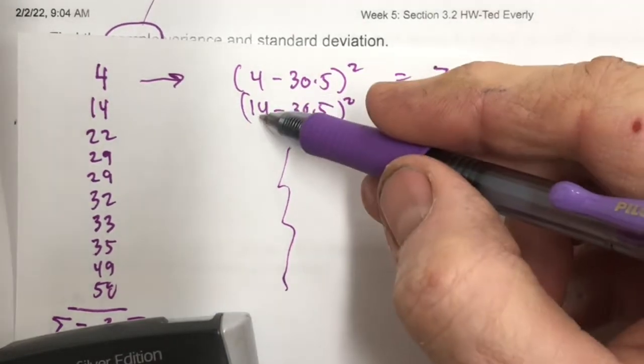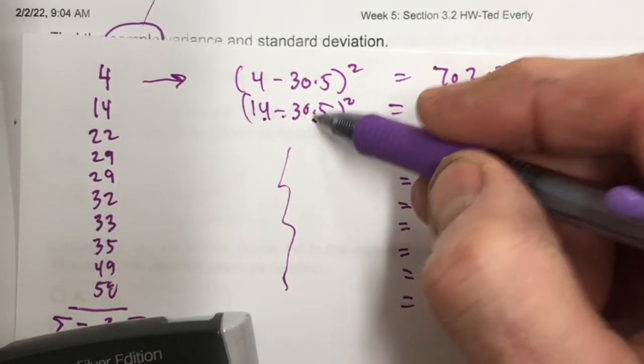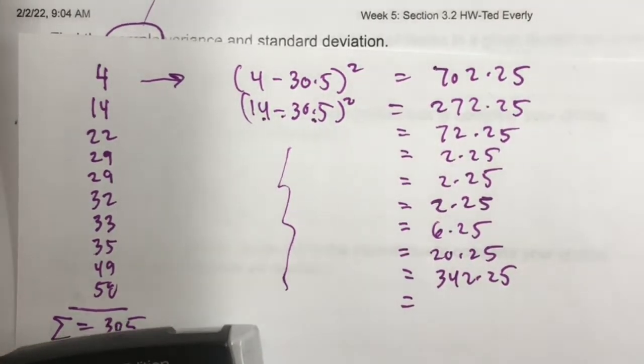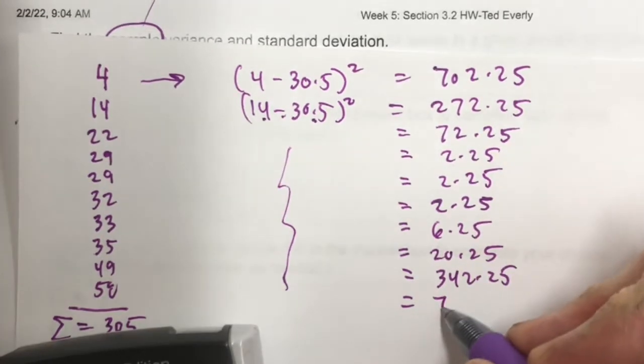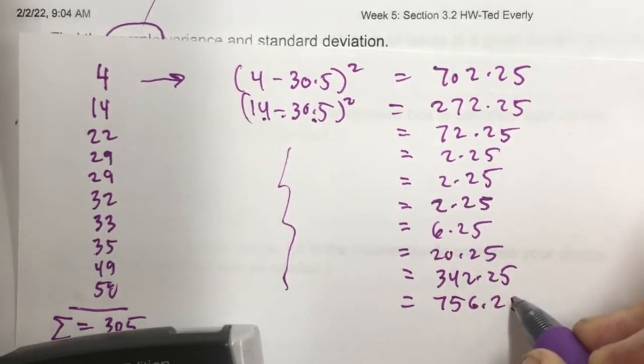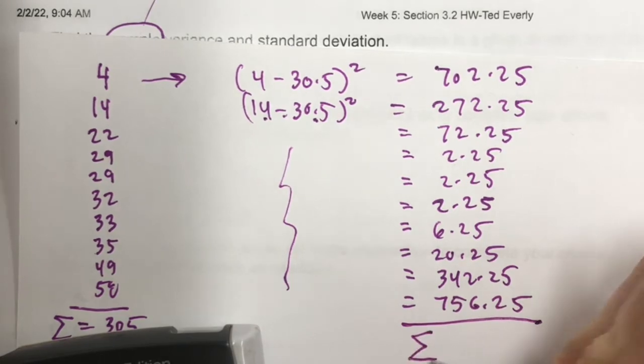49 minus 30.5, enter, square, enter. And again, all I'm doing is I'm taking each one minus the mean, and I'm squaring it. So this last one, 58 minus the mean, enter, and I square it, and I get 756.25. And so I got to find the sum of all of them.